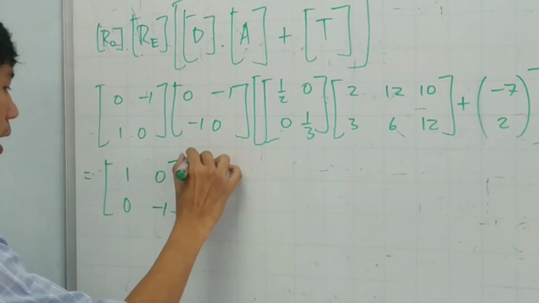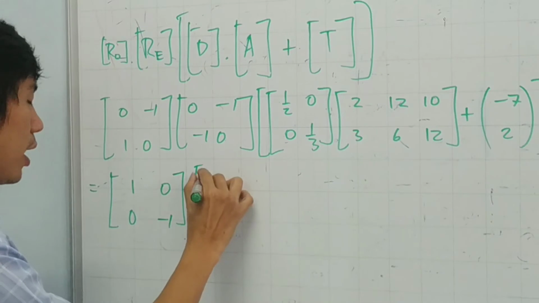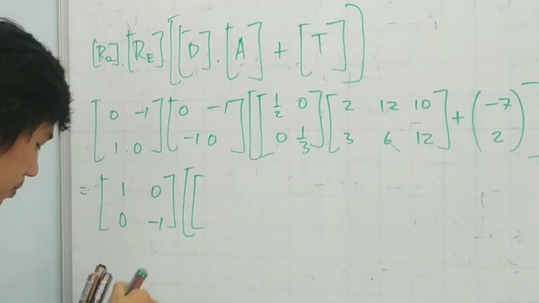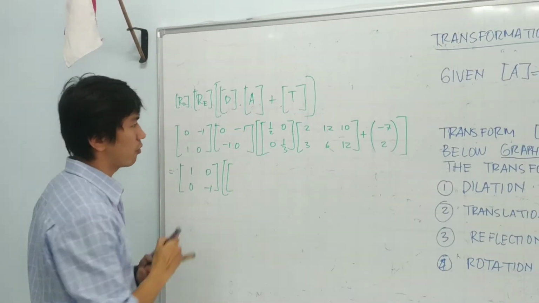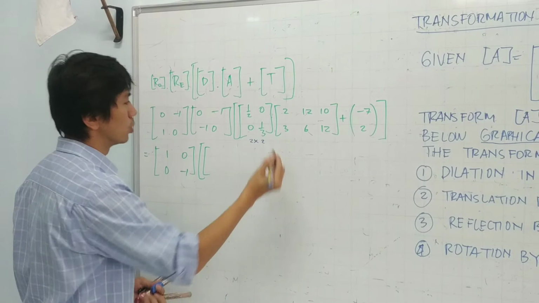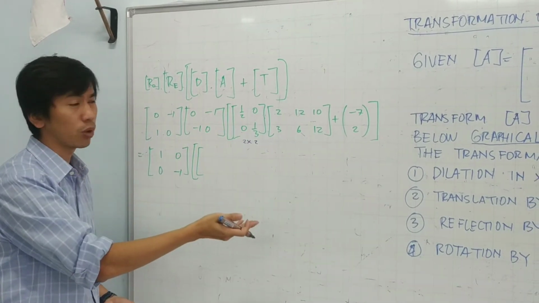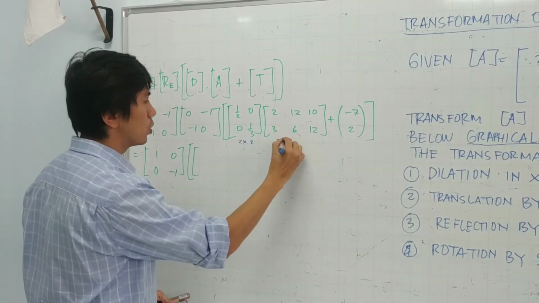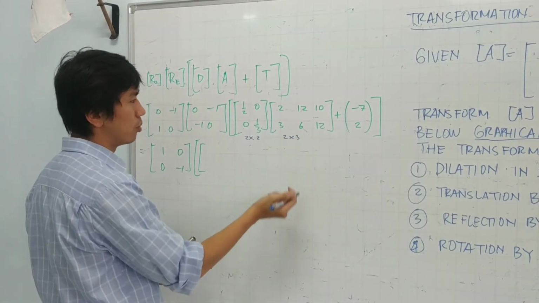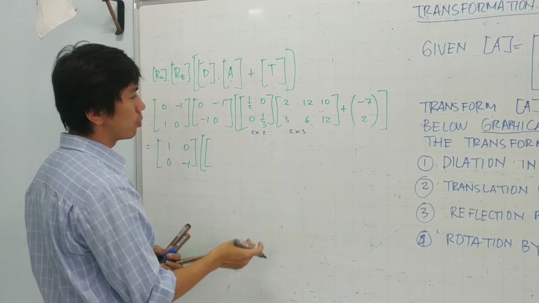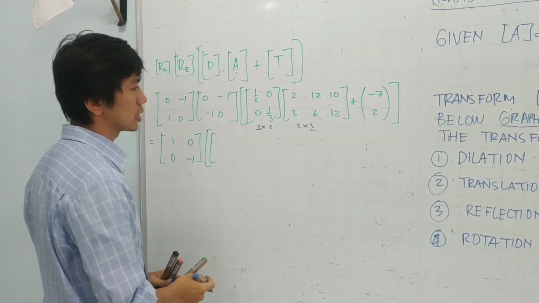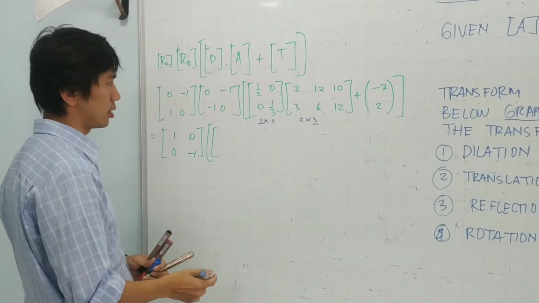And we also have over here half, 0, 0, 1/3, which is a 2 by 2 matrix, 2 rows by 2 columns. This one is a 2 by 3, 2 rows by 3 columns. Now the result will be 2 by 3. So you just look at the first and the last number over there. So 2 by 3.